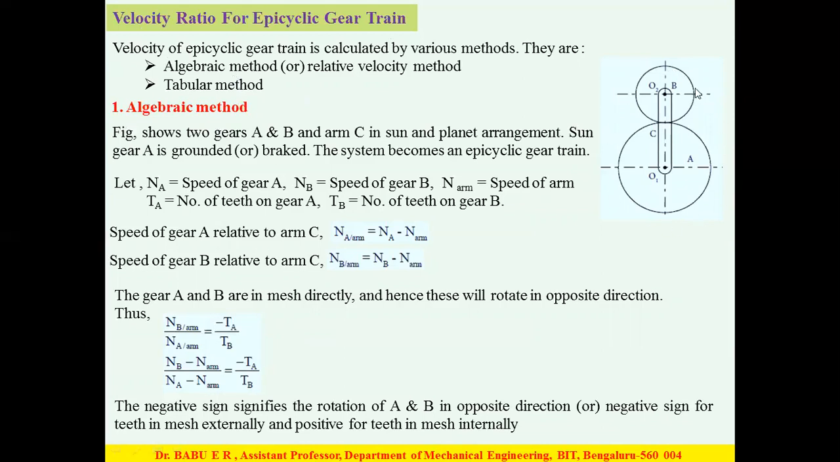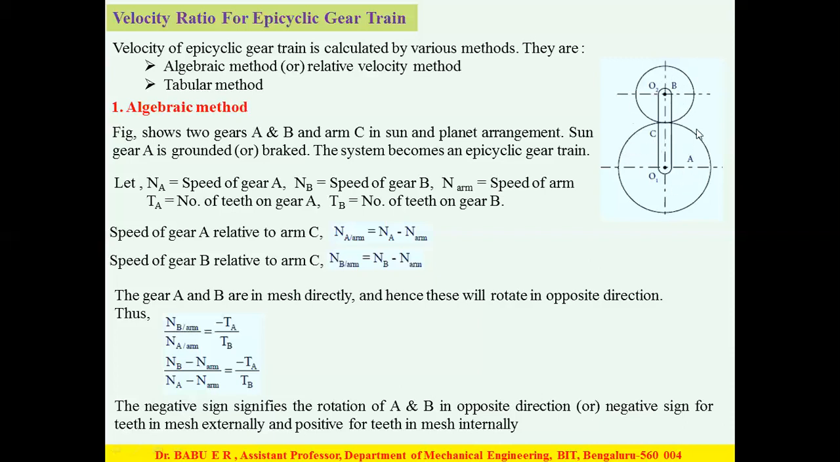This is the epicyclic gear train, consisting of gear A and one more gear B. Gear A rotates about the center O1. Gear B rotates about the center O2. Both gears are connected by an arm, arm C.